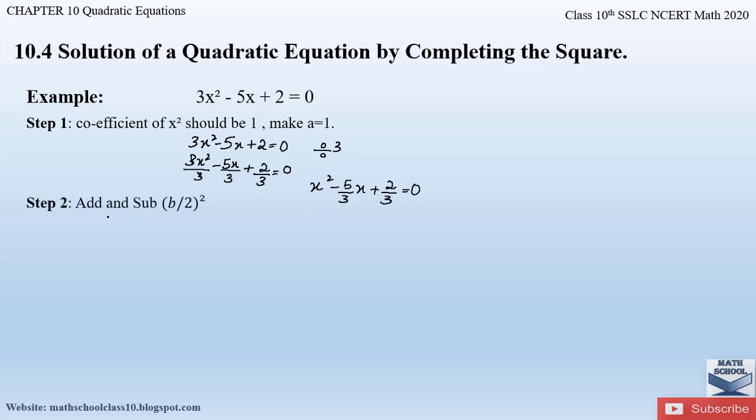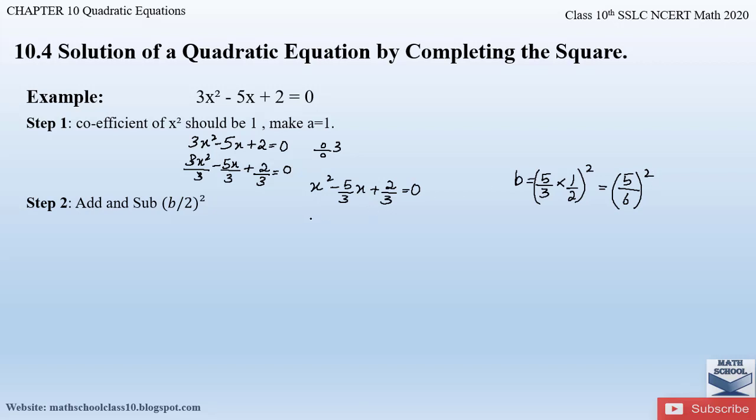The next step is add and subtract b by 2 the whole square. So we have to add and subtract to this equation b by 2 the whole square. So what is the b term here? The b value is nothing but the coefficient of x, right? That is 5 by 3. To this b value, we have to multiply by 1 by 2, and we have to square this whole term. So we are going to get 5 divided by 3 2s are 6, that is 5 by 6 the whole square. So this 5 by 6 the whole square should be added and subtracted to this equation in this way.